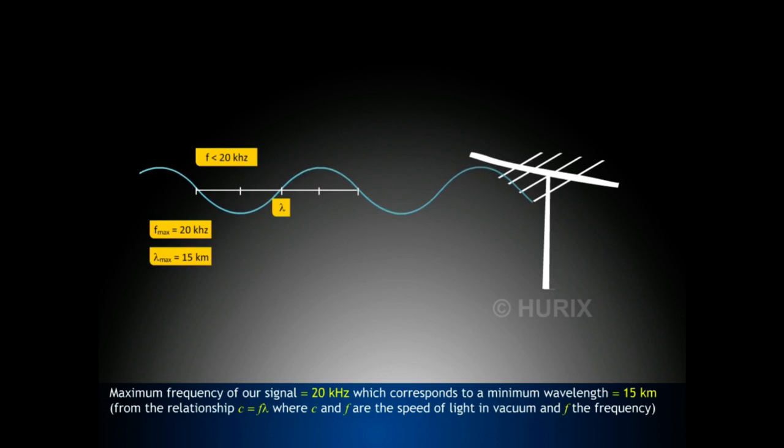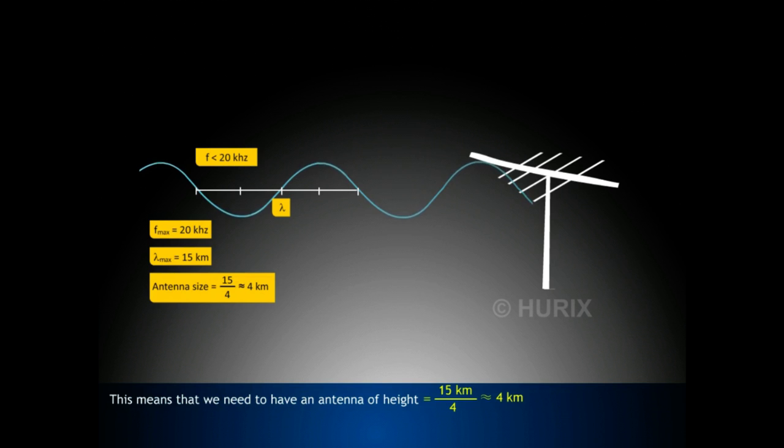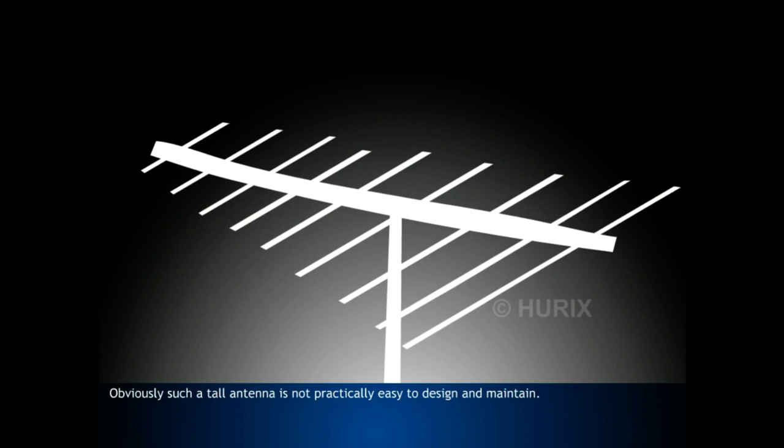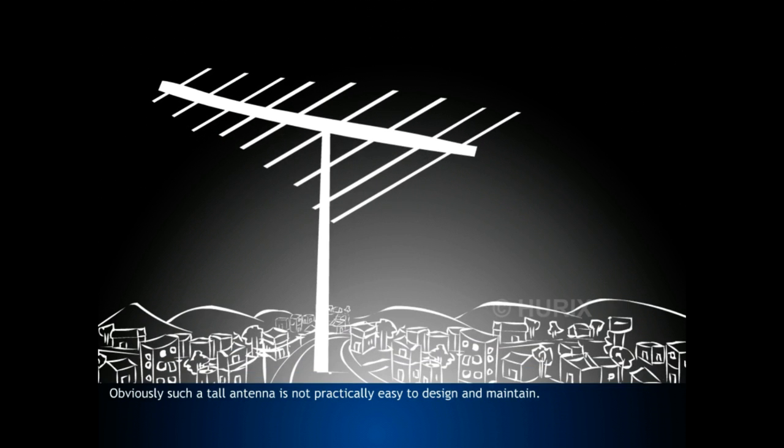From the relationship c equals f lambda, where c and f are the speed of light in vacuum and the frequency, this means that we need to have an antenna of height equaling 15 kilometers by 4, approximately 4 kilometers. Obviously, such a tall antenna is not practically easy to design and maintain. Hence, there is a necessity to reduce the wavelength or increase the frequency of the signal.